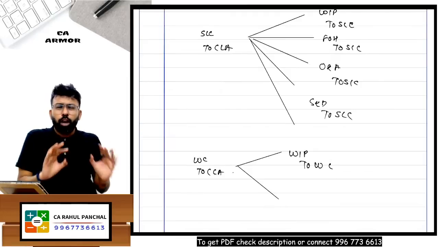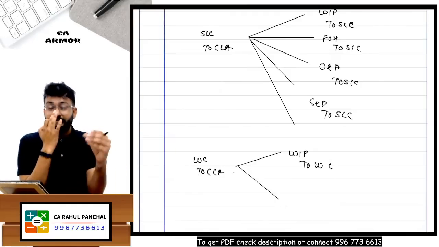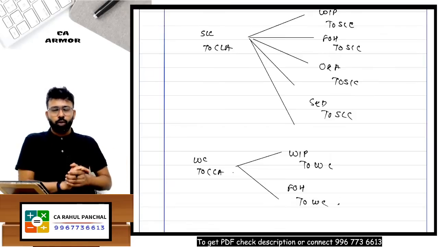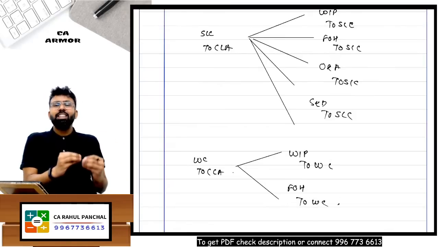Production means WIP, where production is happening. If it is indirect wages, it should be charged to factory overhead. So the entry should be factory overhead account debit to wage control. If it is indirect, wage control should be charged to factory overhead because it is indirect.